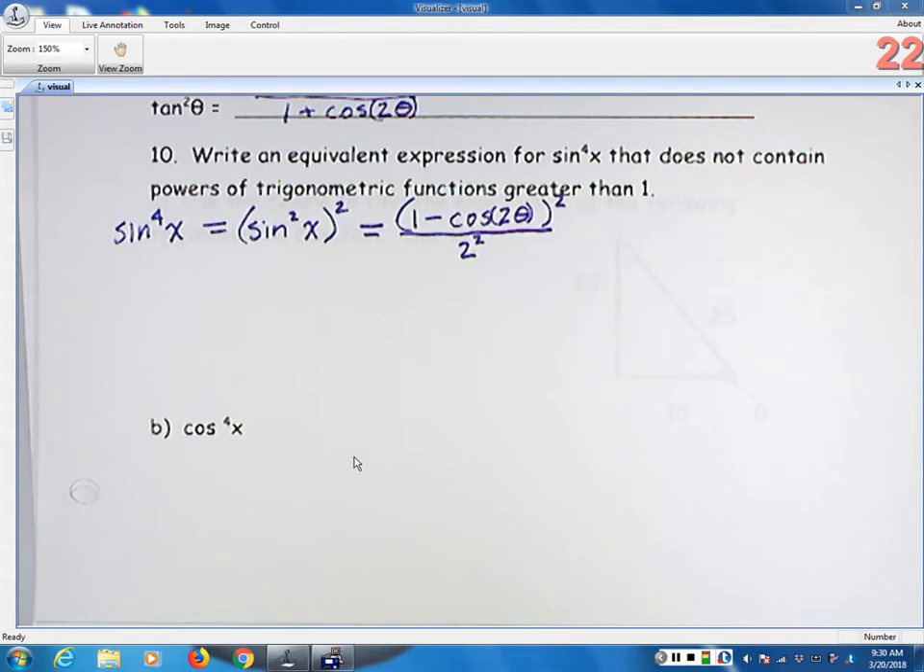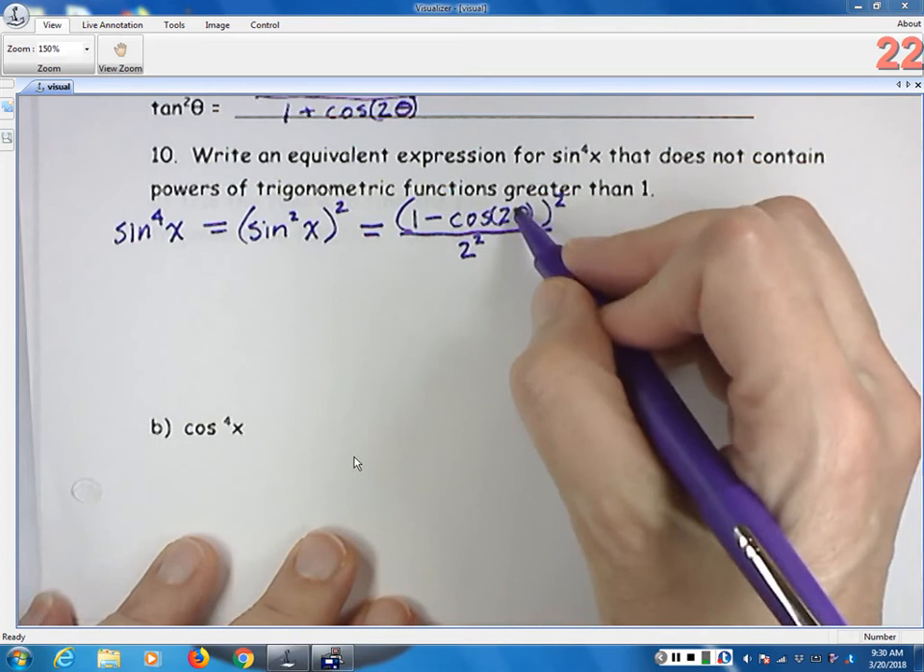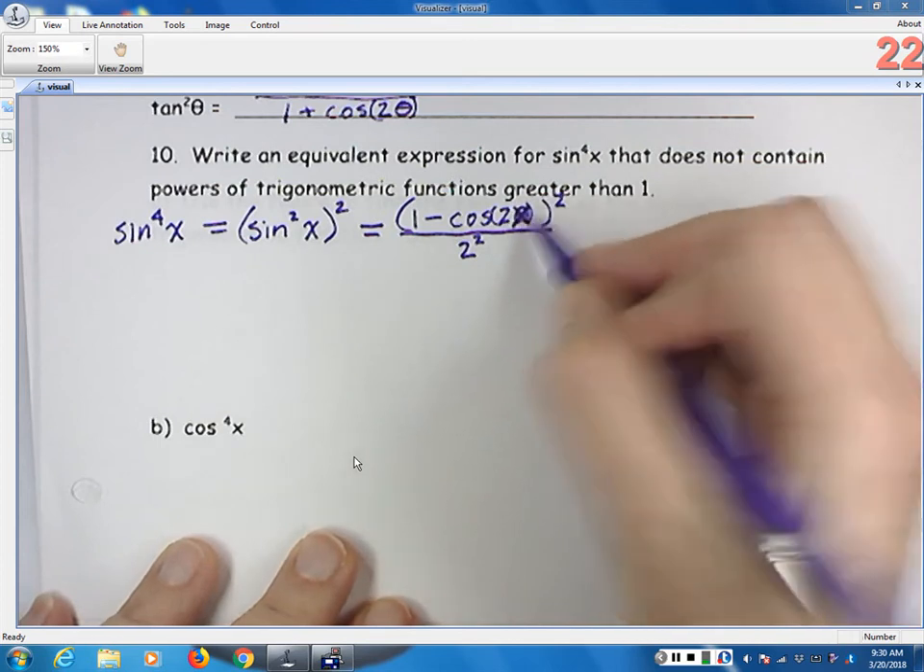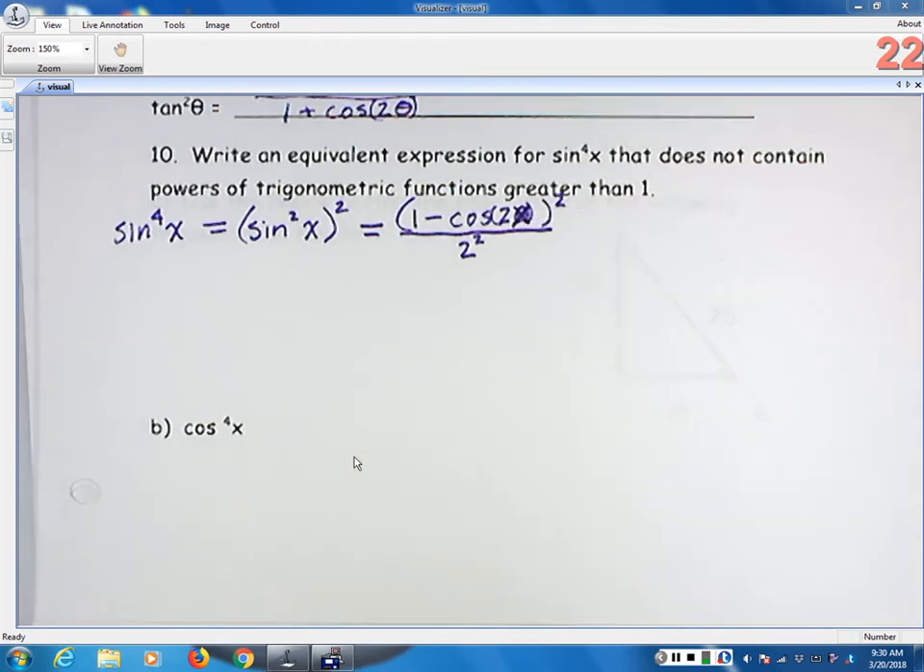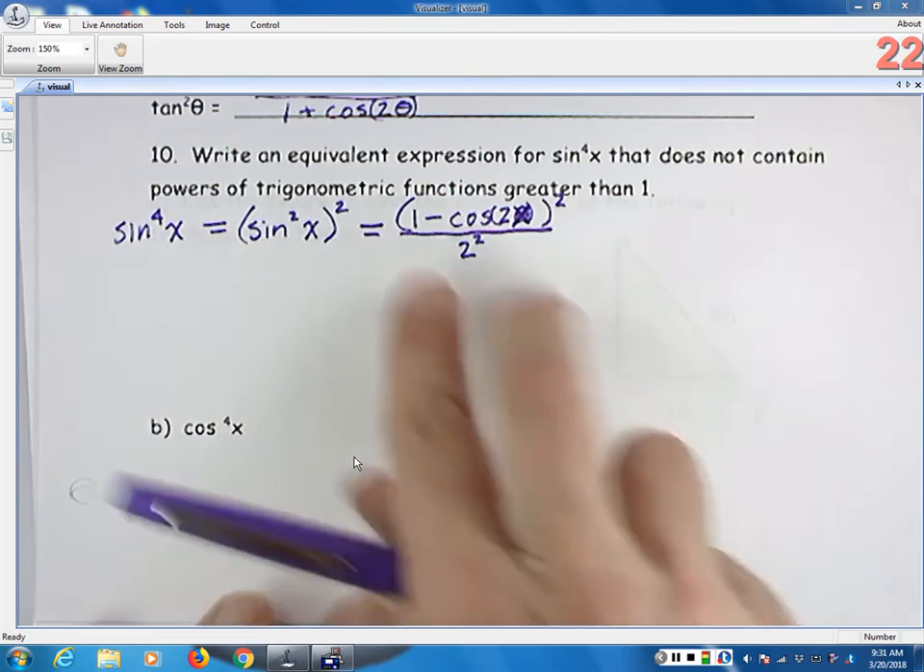Oh, I have thetas and x's mixed. I'm sorry, this is an x. We're using x now, so it doesn't matter as long as we keep it consistent. If they were all thetas, it'd be fine. All x's would be fine. But now we're going to FOIL this.